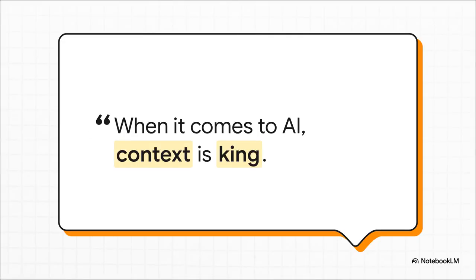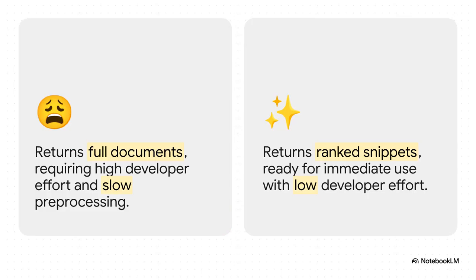This quote from the Perplexity team really seems to be their guiding principle, their North Star. The whole idea is that for an AI to be useful, to be accurate, it can't just have a bunch of random data. It needs the right data with the right context. And this really shows you the difference in their approach. The old way was to hand over a whole document and make the developer do all the hard work. Perplexity's way is to break those documents down into tiny, fine-grained snippets, score each one for relevance, and then only send back the absolute best ones. The goal? Way less work for developers and much, much faster results.